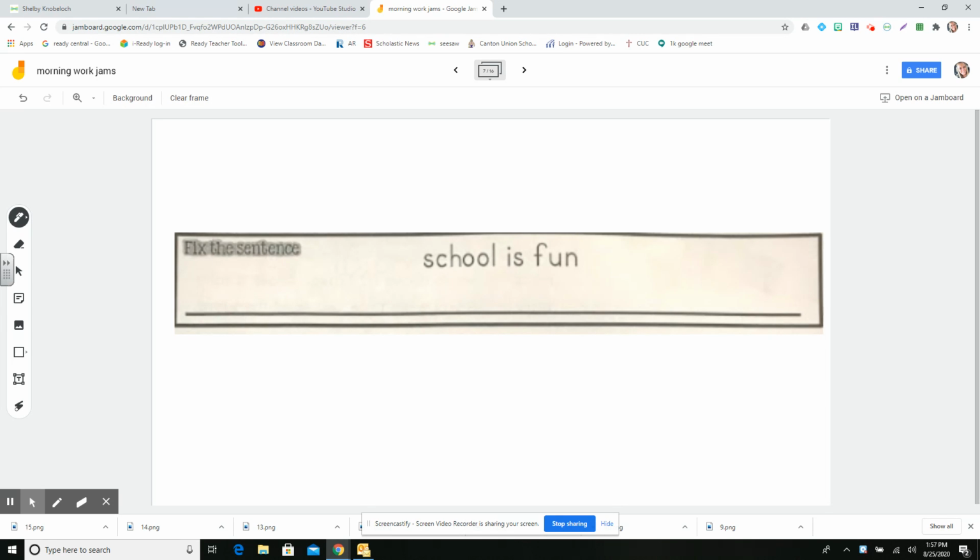If you said a capital letter at the beginning and an end mark at the end, you are right. Now I said school is fun, so I'm going to put an exclamation mark. But if you just said school is fun, you would put a period at the end.